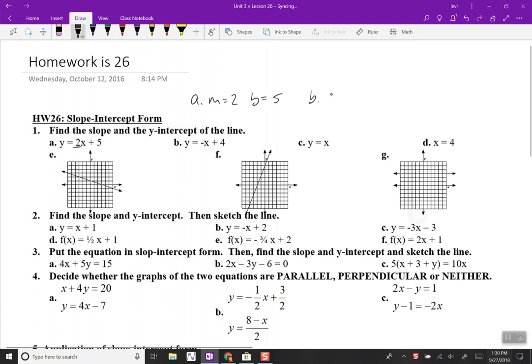B, our slope is -1 when there's a negative sign, and our y-intercept is 4. C, our slope, when there's nothing in front of there, there's an invisible 1, and our y-intercept is 0.